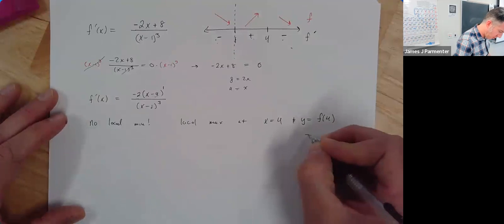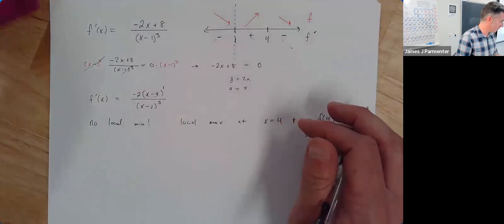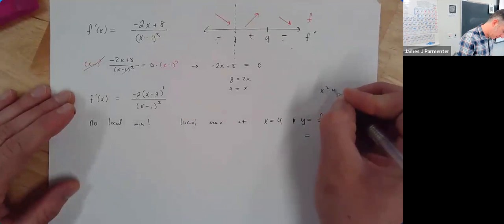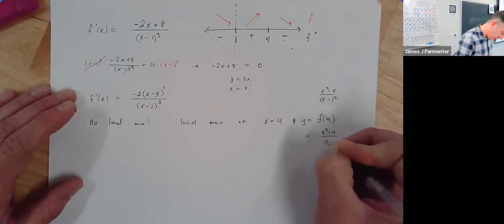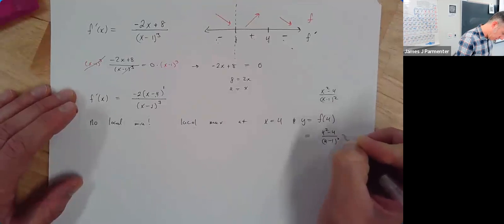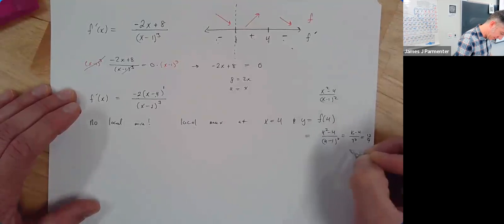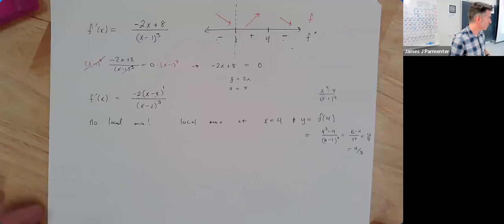So we're going to get f of 4. My function was x squared minus 4 over x minus 1 squared. So it's going to be 4 squared minus 4 over 4 minus 1 squared, which is 16 minus 4 over 3 squared, which is 12 over 9, which is 4/3. Great.